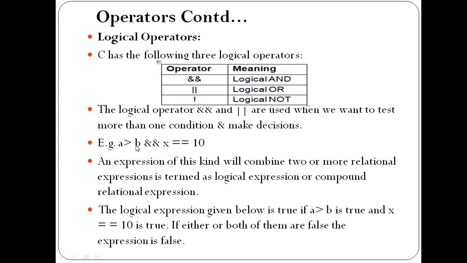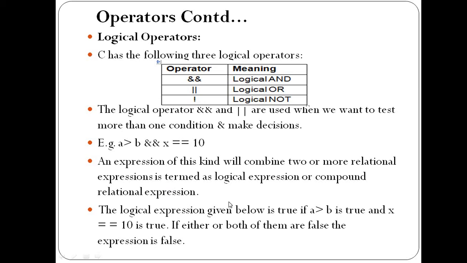So let us take an example. A is greater than B and logical AND X is equal to 10. Okay. So an expression of this kind, which combines two or more relational expressions, is termed a logical expression or compound relational expression. It is also called a compound relational expression because logical operators are always used along with relational operators, because more than one condition is needed to make the decision.